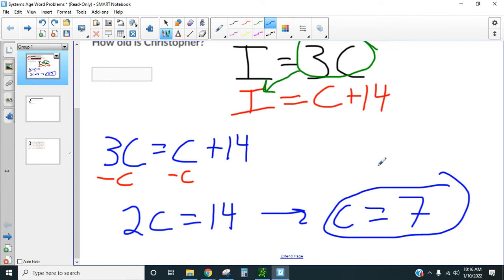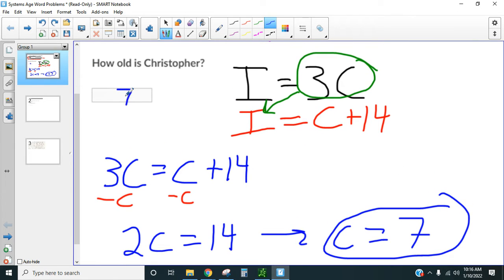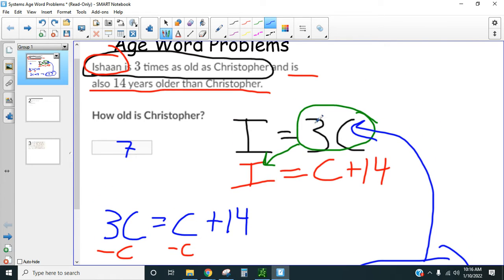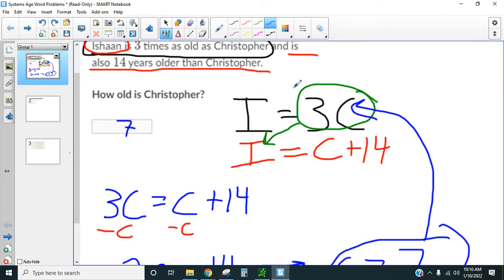7. Christopher is 7. What if we did the same question they asked, how old is Ishan? Yeah, you'd have to do what with this Christopher? Interpret it, right? Some of you wouldn't use the mathematical equations, and that's fine. All right, there's one good example. Questions on this one so far?